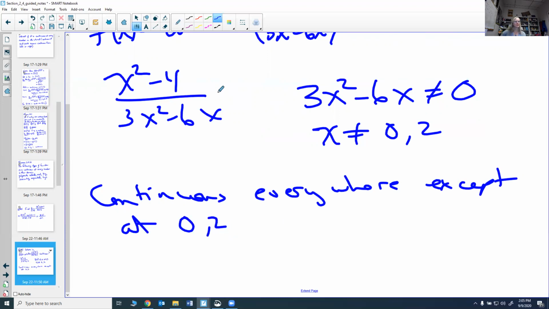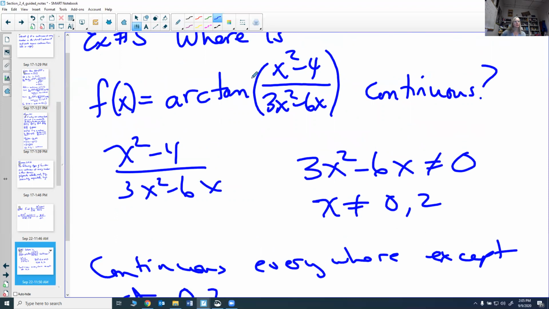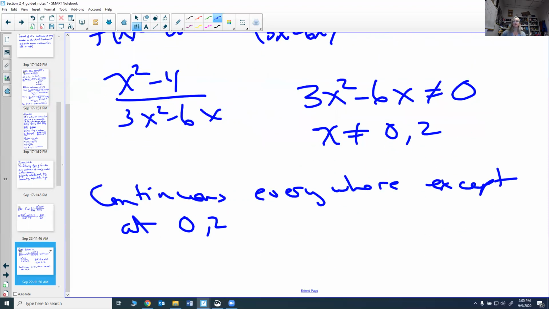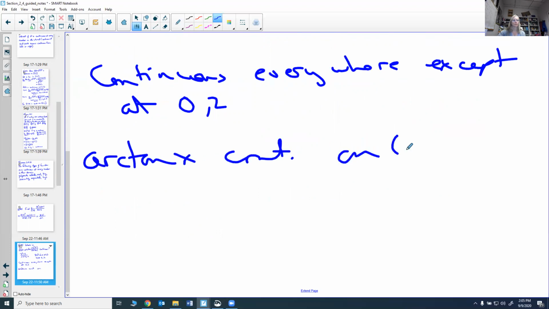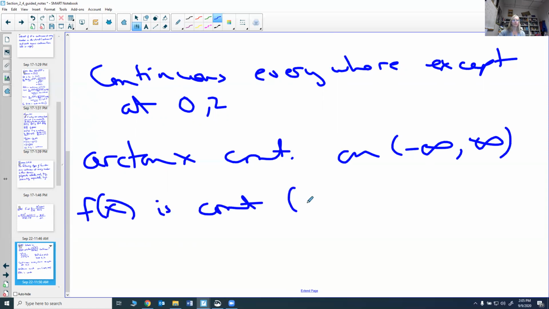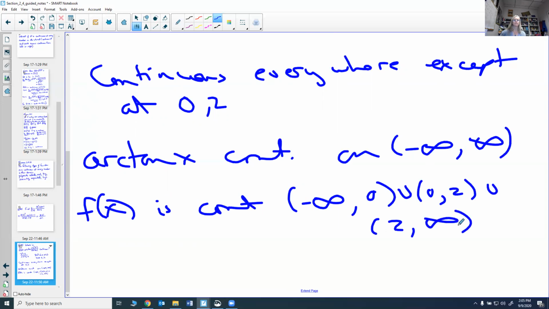So that means that this is continuous everywhere except at 0 and 2. Okay, so that's great, except we have a composition here. So we have to look at where the arctangent is continuous. And the arctangent is actually continuous for all real numbers. So that means that our function is continuous from negative infinity to 0, 0 to 2, and then 2 to infinity.